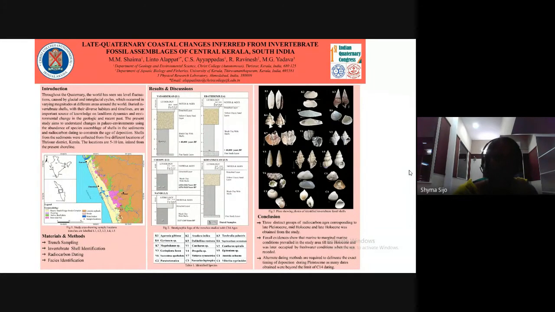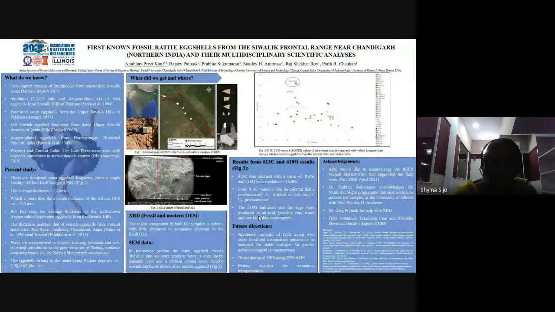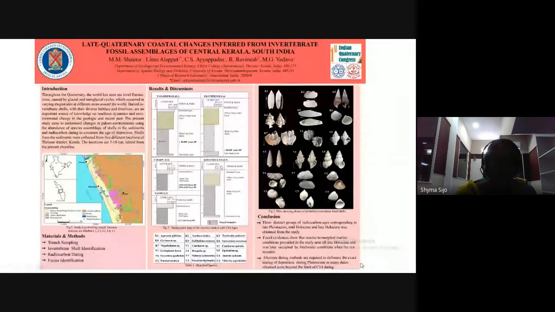The fossil evidence shows that marine to marginal marine condition prevailed in the study area till the late Holocene, and that was later occupied by a freshwater condition when the sea receded. Alternate dating methods are required to delineate the exact timing of deposition during the Pleistocene, as many dates obtained were beyond the limit of C14 dating. That's all. Thank you.